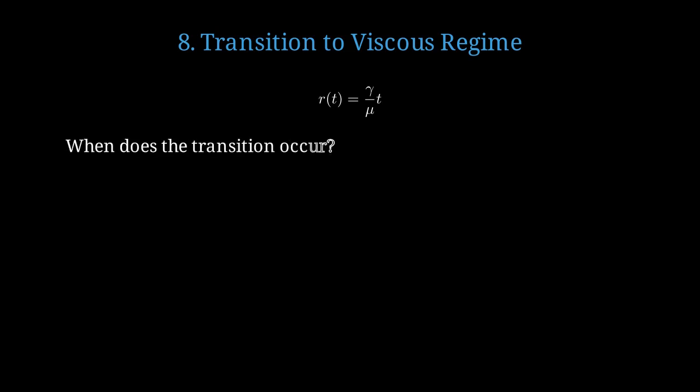As the bridge grows, viscosity becomes more important. In the viscous regime, radius grows linearly with time, gamma over mu times t. When exactly does this transition from square root to linear growth happen? The transition occurs at a characteristic radius, mu squared over rho gamma. For water, this is approximately 14 nanometers, an incredibly small scale.